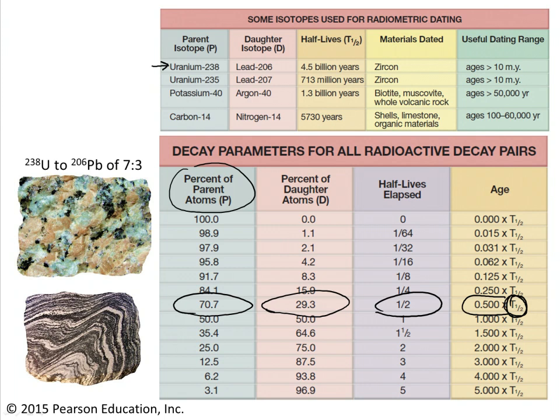All right, so the half-life of that isotope is 4.5 billion years, and that 4.5 billion years is then cut in half, and we end up with 2.25 billion years for the granite. Obviously, the gneiss is going to be older than the granite because the granite cuts across the gneiss, so the gneiss would be older than 2.25 billion years.